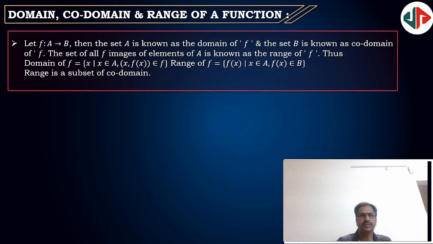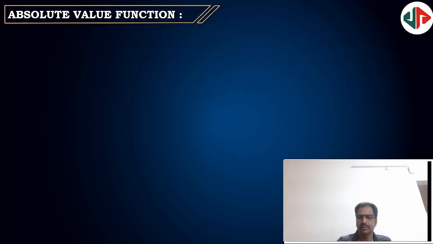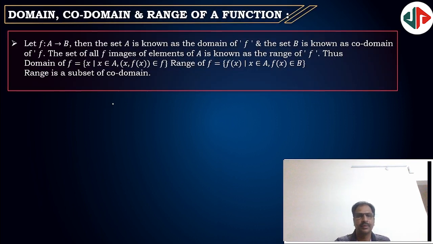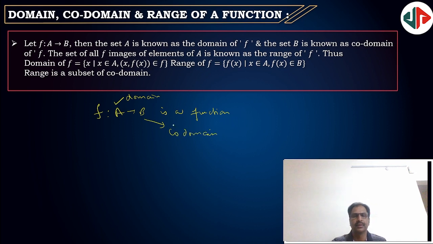Next, what is the domain, codomain and range of a function? If f maps A to B is a function, then the first set A is known as the domain and the second set B is known as the codomain. So if any function f maps from A to B, the first set A is known as the domain and the second set B is known as the codomain.